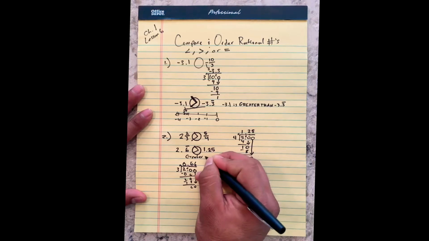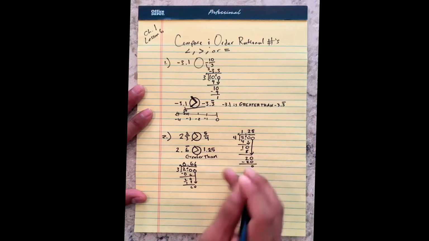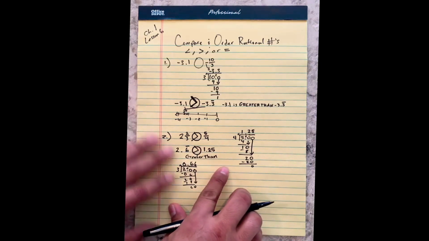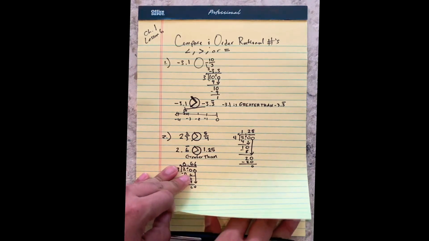Also practice saying the whole thing. 2 6/10 is greater than 1 25/100. That's good practice, knowing how to read decimals and inequality symbols.